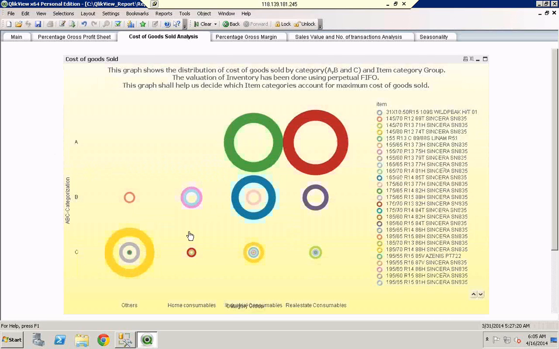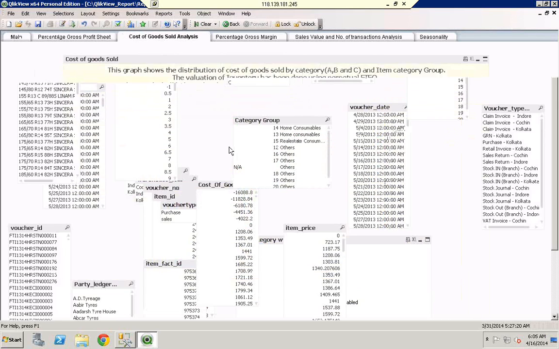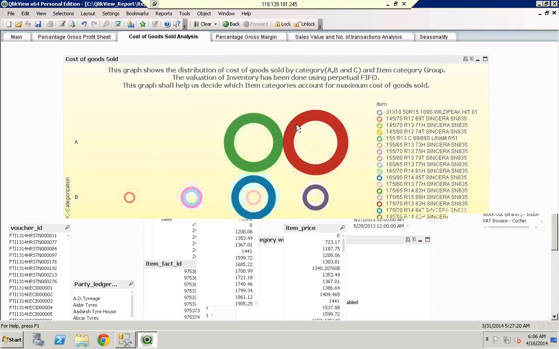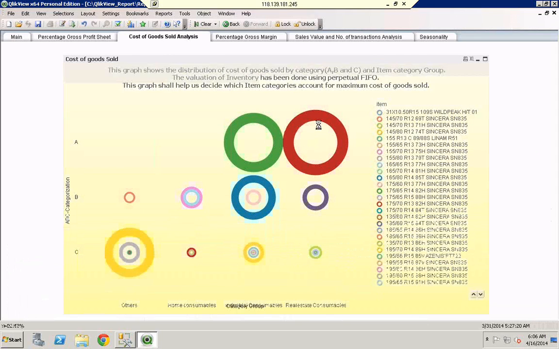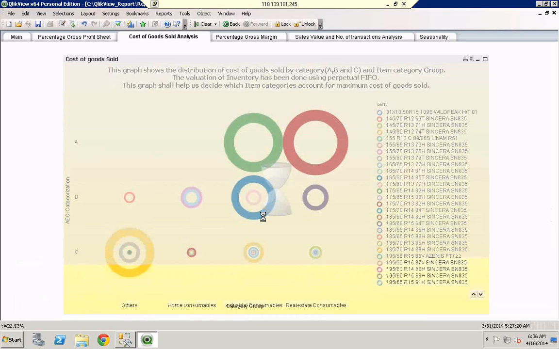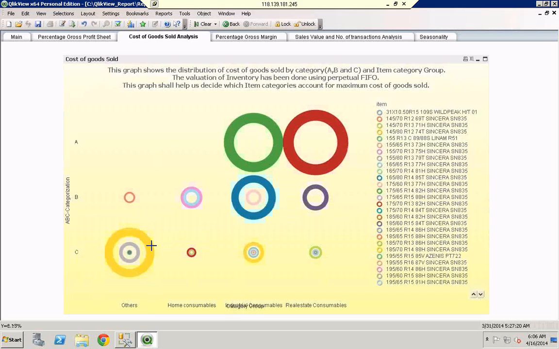Here we see that in this particular cost of goods sold analysis, category A items are actually contributing the maximum to my cost of goods sold, and similarly you have category B and category C. These are the relative contributions. And within C others, these are the set of items that are actually contributing the maximum. So basically, it's these two category A items along with these two category B items and these two C items, which we'll look at together. Then let's look at the gross profit sheet.